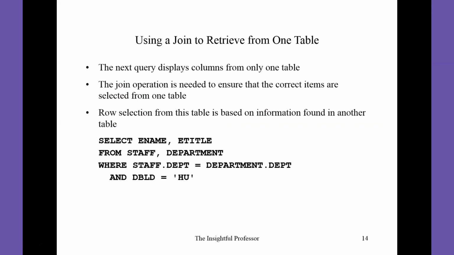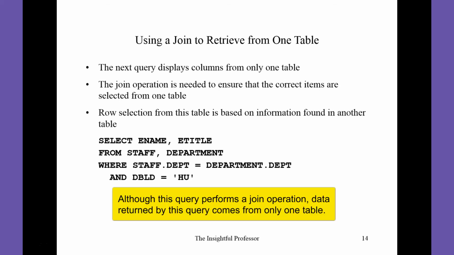Understanding data semantics can be very important. I have been stressing this point many times. If you look at the select list in this query, you'll see that we're retrieving two columns, ename and etitle, but we're performing a join of staff and department. Where are these two columns located? Both columns come from the staff table. The end result of this query will be to retrieve data from only one table, the staff table.